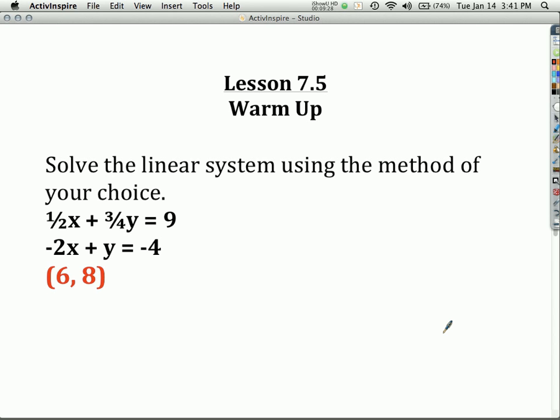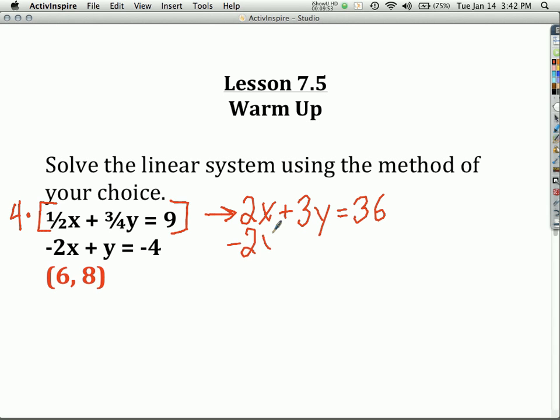We'll start with Maria. Multiply the first equation. What did you do, Alicia? So they found the magic. If you multiply the first equation by 4, watch how easy this becomes. That becomes 2x plus 3y equals 36. The bottom equation stays.